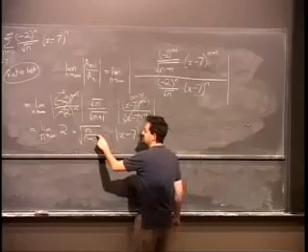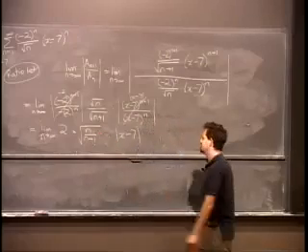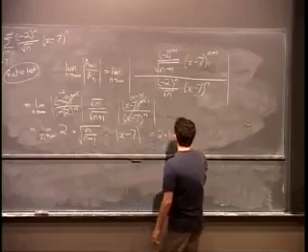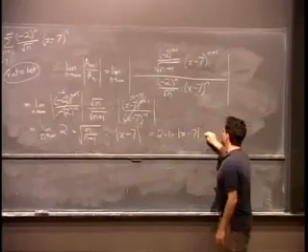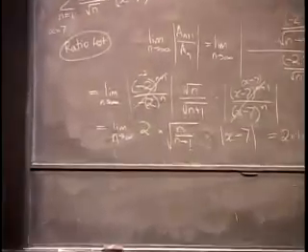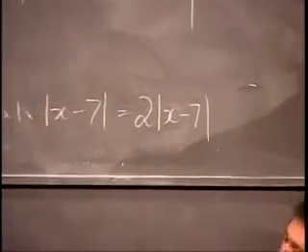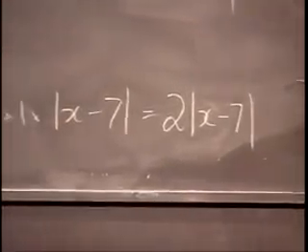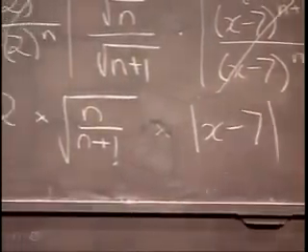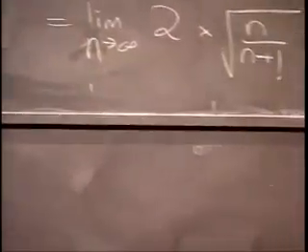Okay, as n goes to infinity, what happens to n over n plus 1? Goes to 1. Square root goes to 1, 2. So this goes to 2 times 1 times absolute value of x minus 7, which is 2 times absolute value of x minus 7. And that is the limit L from the ratio test. What is important about this? It has to be less than 1 for convergence. What if it's bigger than 1? Divergence. What if it's equal to 1? You can't tell.